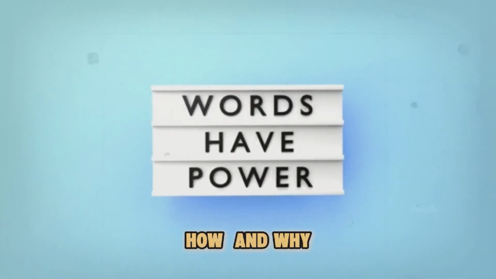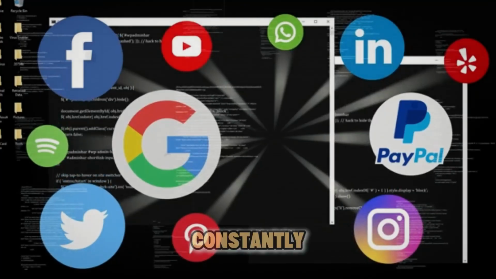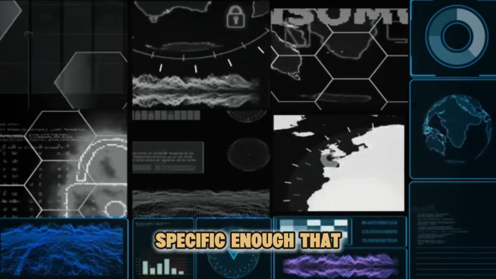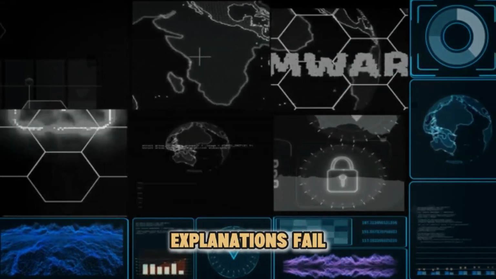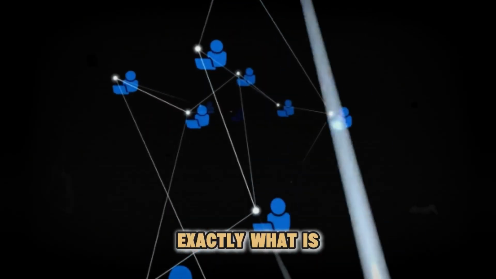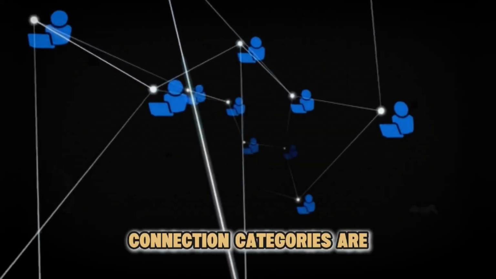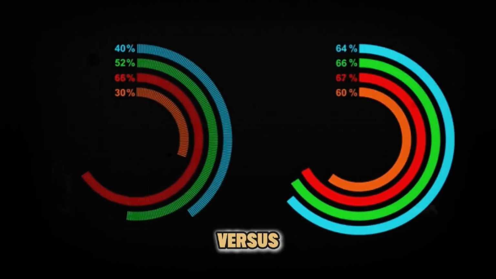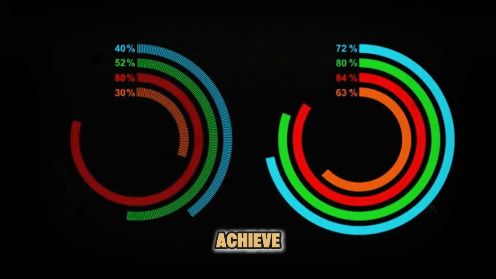How and why? This is a question that appears constantly in privacy communities, and the answer is technically specific enough that generic explanations fail. Let me walk you through exactly what is happening, what the different connection categories are, and what a Degoogled setup actually achieves versus what it is widely imagined to achieve.